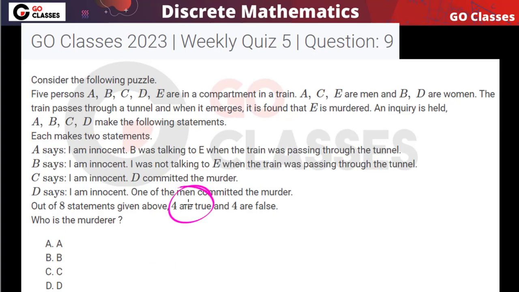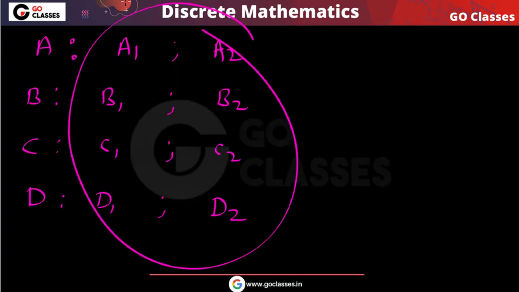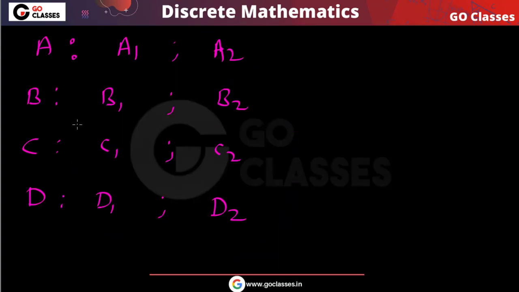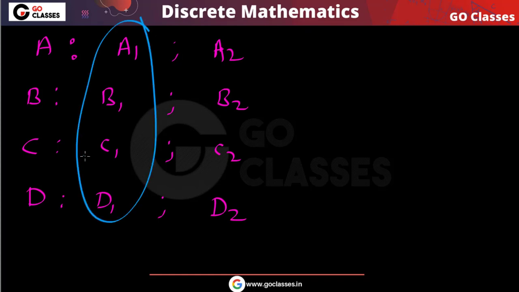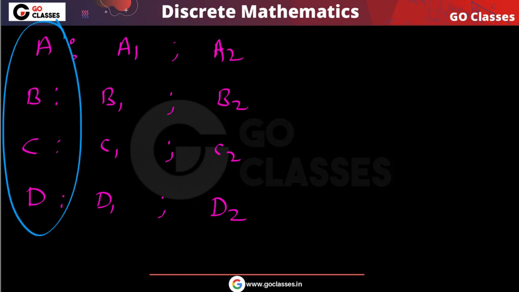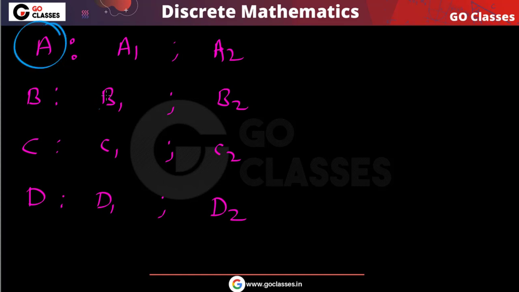Of all these statements, 4 are true and 4 are false, but all of them are basically saying I am innocent. So here I can say that 3 must be true, right? Because one of them is the murderer. A, B, C, D, one of them has done the murder. If, for example, A has murdered, then I can say that these are true, because they are saying we are innocent.